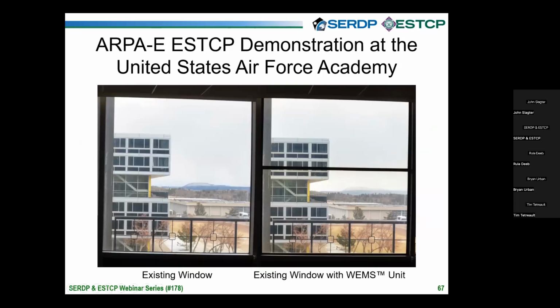And here you can see that the left-hand side is the control window, had no WEMS unit on it at all, and the right-hand side is the product with the WEMS unit. We had to cut it in half because our coating machine can only coat 5 feet by 10 feet pieces, and these windows were bigger than that, so we had to put this little spacer bar in between and do 2 halves. When we're in full-scale production, we'll be able to make units that are the full size of the existing window here without needing to do this spacer bar.